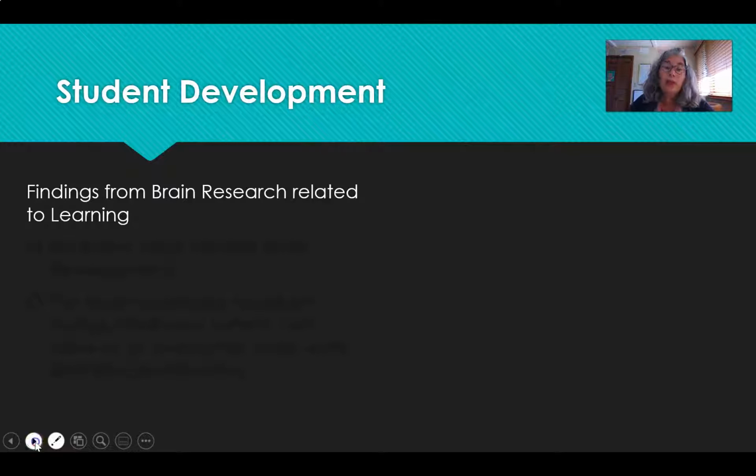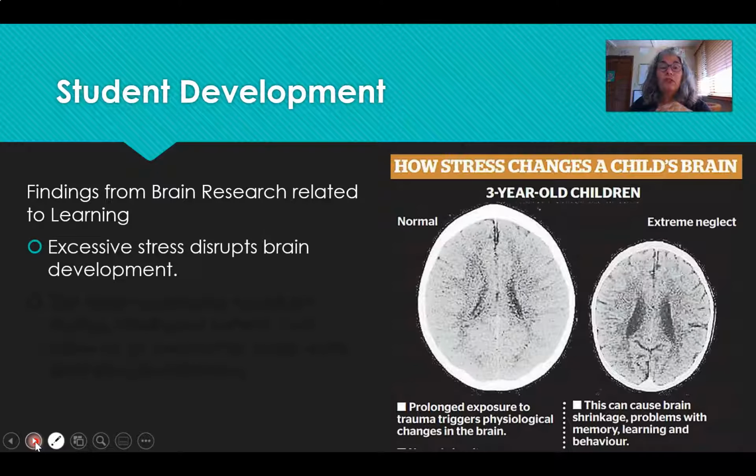When it comes to looking at findings from brain research, some other things that we have found is that excessive stress early in life can disrupt brain development. You can look at this photo down below, comparing the brains of a normal 3-year-old and one that suffered extreme neglect. You can see a significant difference in size. There's a difference in the number of neural connections, and this can lead to various academic problems, whether it deals with memory as well as behavior issues.